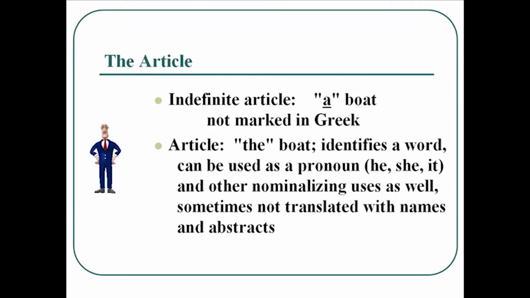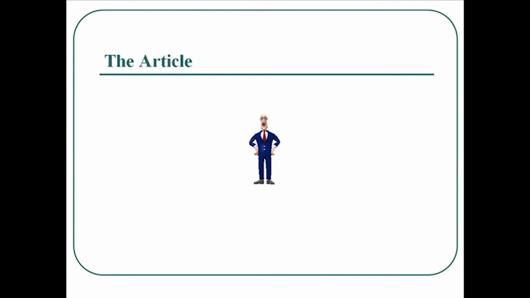Sometimes the article isn't even translated when it comes with certain proper nouns. For example, you don't say the Jesus, which is what the Greek actually says, but you say simply Jesus. Other abstract nouns as well. You don't say the grace, you just say grace, even though it has the article in Greek. The article will be very helpful at points, giving us a hint at the case of the noun that it modifies. Here's what the forms of the article actually look like.